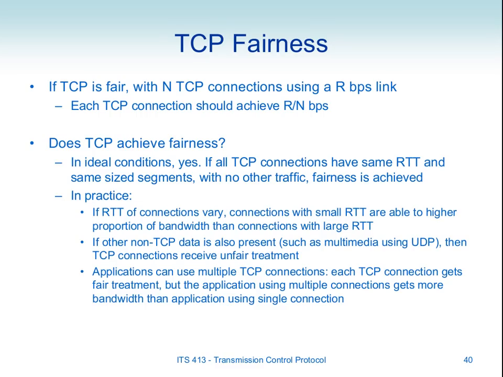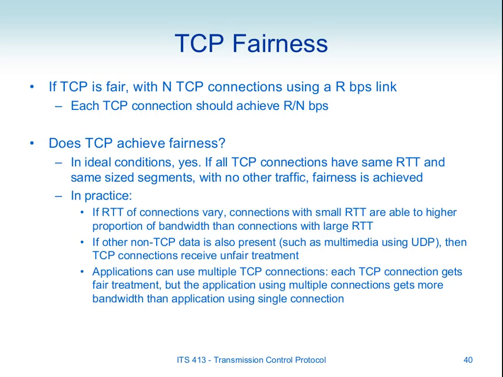If we have different round trip times, it becomes more complicated. Usually connections with a smaller round trip time may get a slightly larger proportion of the bandwidth or capacity. And it becomes more complicated if there are sources sending data which are not using TCP. For example, some are using UDP. Like a voice over IP call is using UDP but not TCP, then some of the TCP connections may not get equal proportion as what the others get. It becomes more complicated.